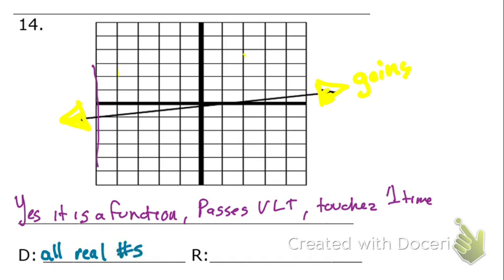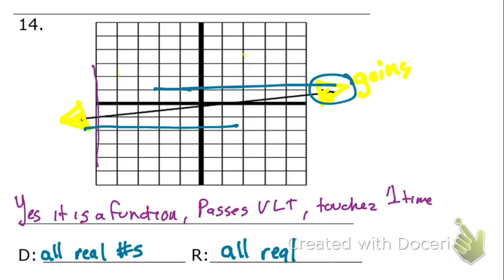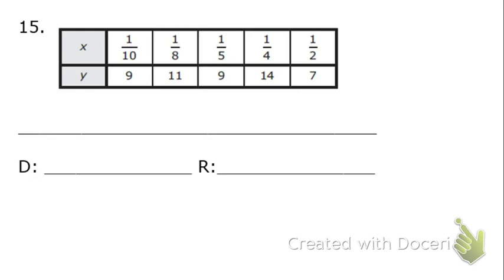All right, the range, it's about how high and how low it goes. Again, with this arrow, it means it keeps going up. It's going to keep going higher. So I cannot measure how high or how low. So the range is also all real numbers. Okay? All right. Let's go on to number 15.